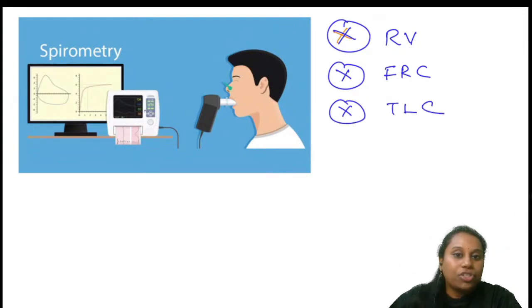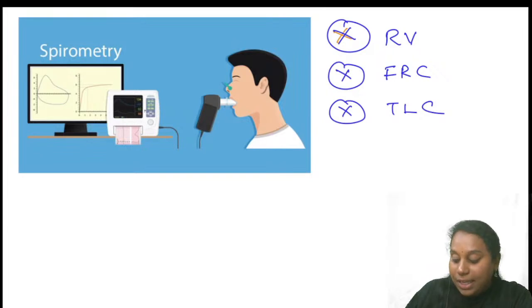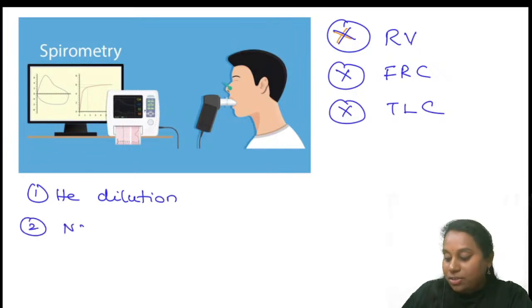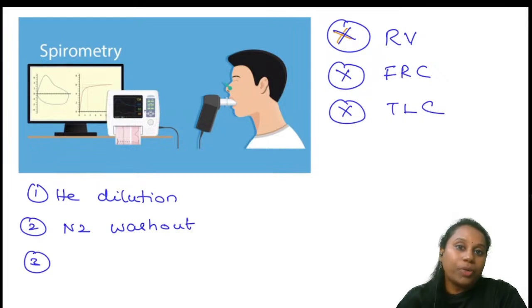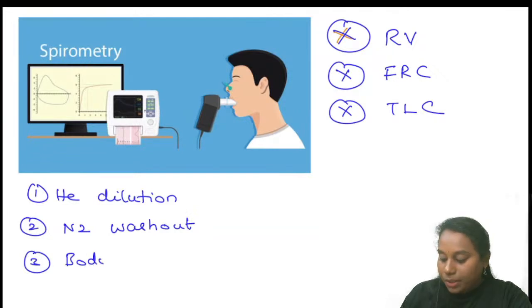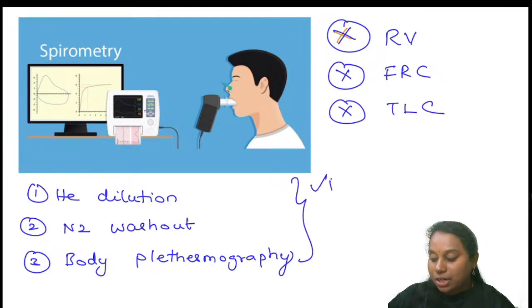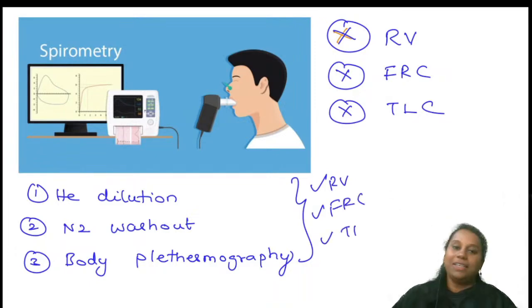So what is that technique by which you measure residual volume, FRC and TLC? You should use gases which will go into the residual volume and which will move out. So we can use helium, and the technique is called helium dilution method, or we can use nitrogen washout method, or a box like instrument called body plethysmography. It's a box like instrument. You go sit inside the box and you keep breathing, the box will measure the values. That is called body plethysmography. By using these three methods, you can measure residual volume, FRC and TLC.